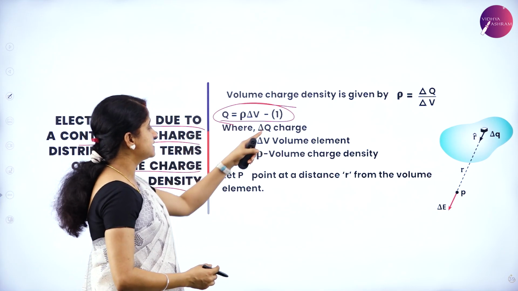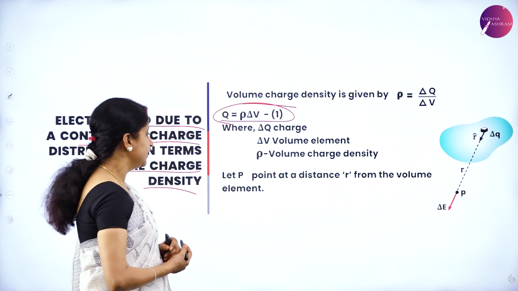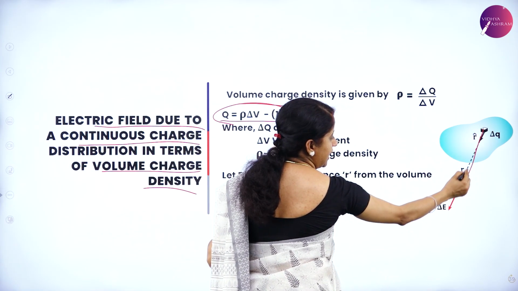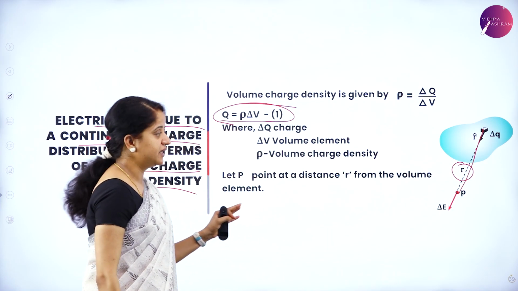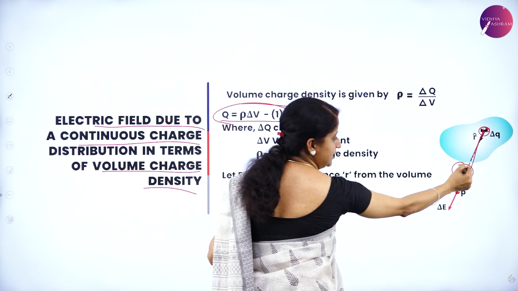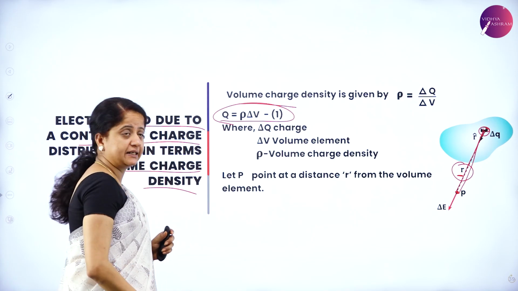So what is Q? That is charge. Delta V is the volume element and rho is the volume charge density. So let us consider a point P which is at a distance of R from the volume element. I have taken a volume element here. So from this volume element, P is at a distance of R, at which we are going to find the electric field.